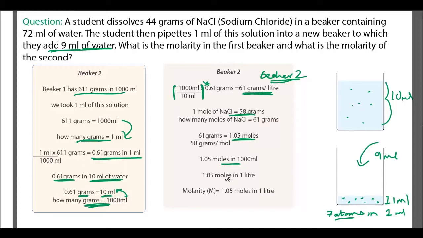Sorry, 1,000 mils is 1 litre. So the molarity M is 1.05 moles in 1 litre, or we can say 1.05 molar. So that's beaker 2. Beaker 2, that's the answer.